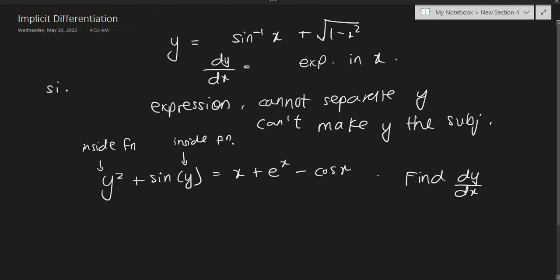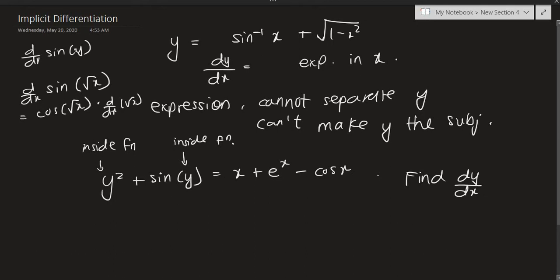I mean, when we had forms like sine of root x, what did we do? We used the chain rule, right? When we differentiated this with respect to x, we obtained cosine of the inside function as it is times the derivative of the inside function. Now instead of this root of x, we have a y term. So how will we differentiate this? We'll again use the chain rule, right? So cosine of inside function as it is, y, times the derivative of y with respect to x.